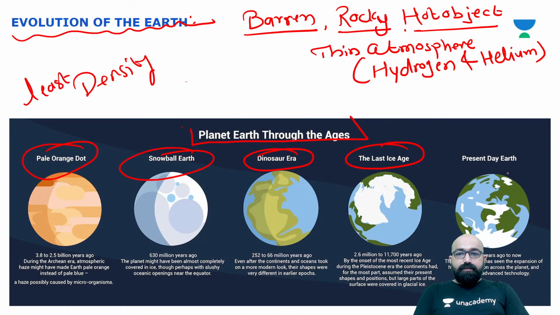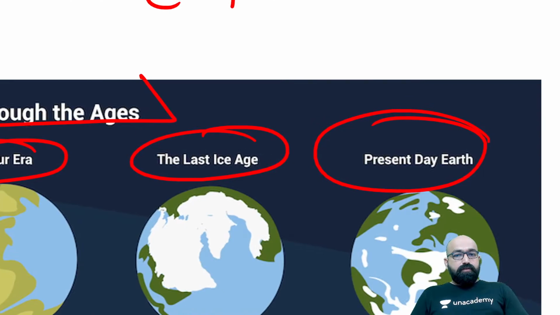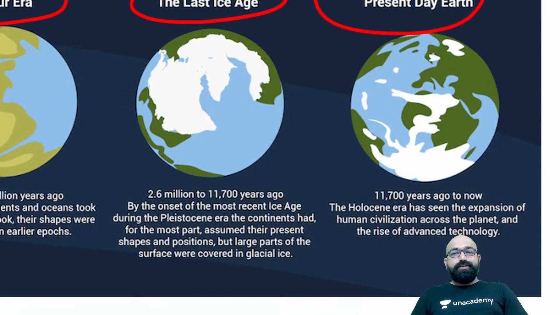After that, present day Earth, from 11,700 years ago. So now, the Holocene era has seen the expansion of human civilization across the planet and the rise of advanced technology. So this is the present day Earth.